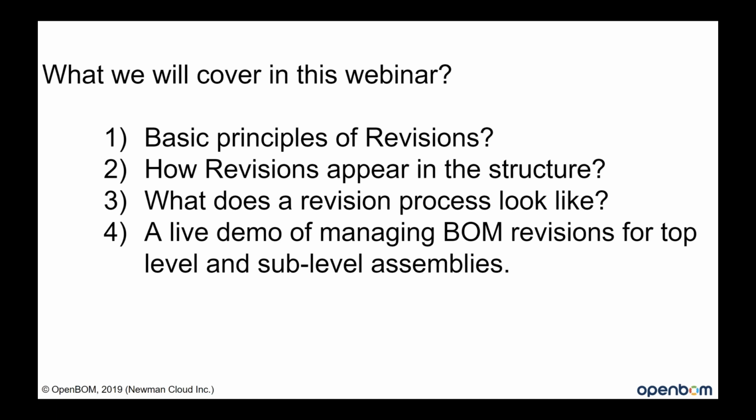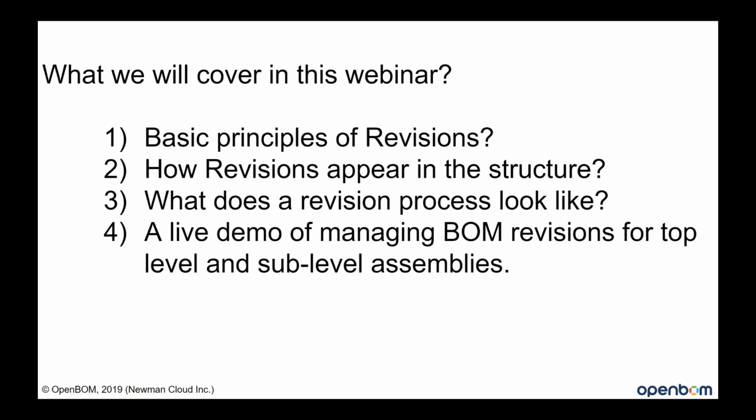What will we be covering in this webinar? Some basic principles of revisions, and we've just started discussing those. We're going to go into those a little bit more. We're going to talk about how revisions of BOMs appear in the structure and what happens when there's a BOM that has a sub-level bill of material and the relationship between, how does the Rev B of a particular item appear in the Rev C of an upper level item? How does that appear, and how do we manage that?